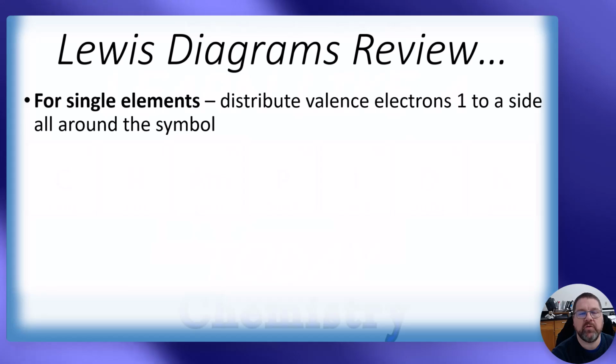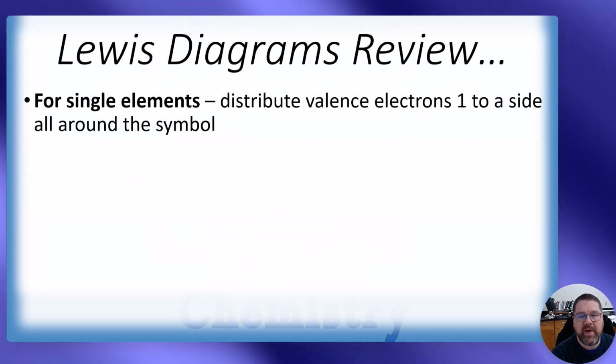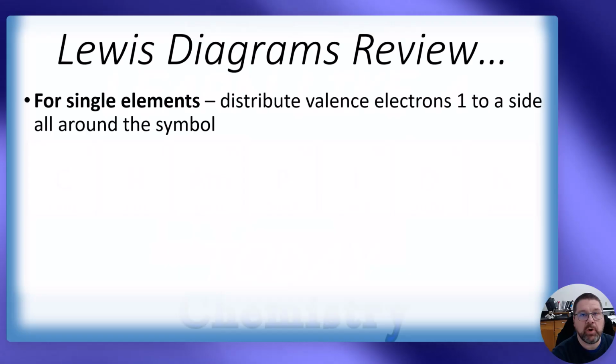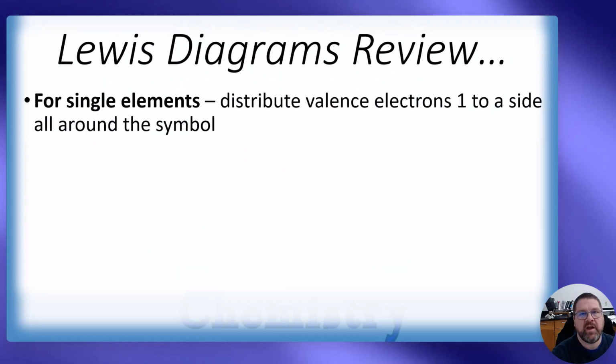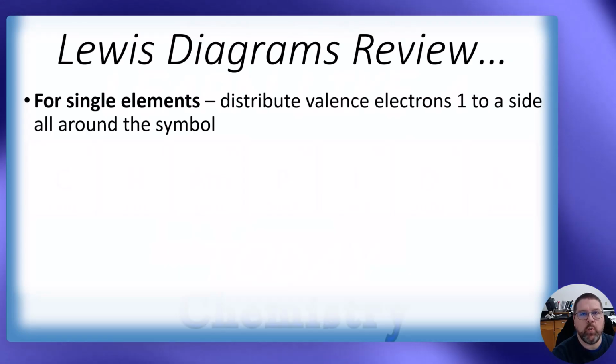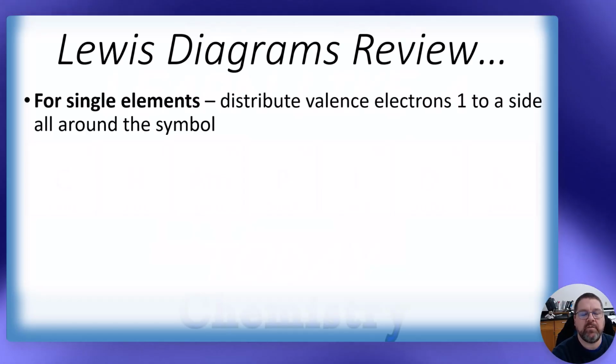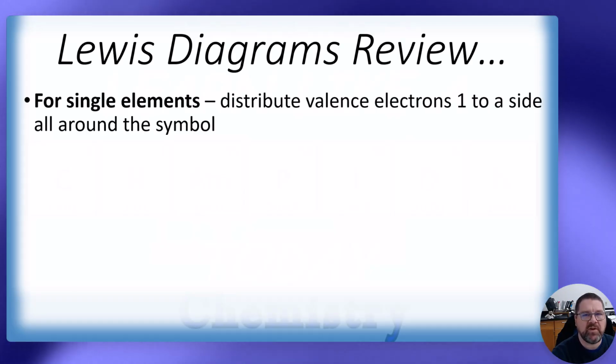Now this only works for the s and the p block, the main group elements, but it can be a handy shortcut to getting that value. And so then what we would do is just distribute one electron, kind of like you're dealing cards in a card game, one to each side of the element symbol, and then you would double up once each side has one electron. And this roughly mimics what we saw with Hund's rule.